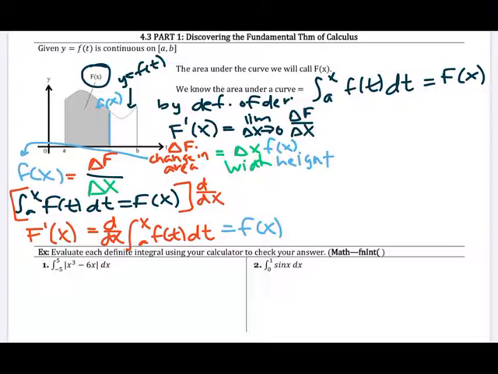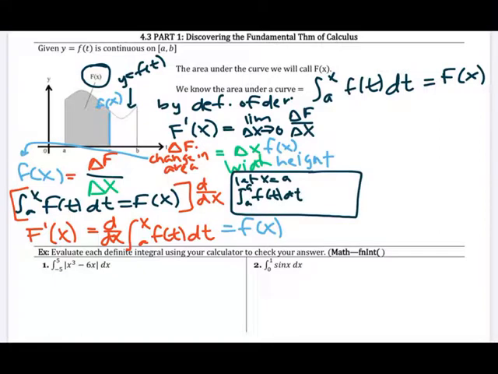plus some constant. But let's look at what's happening with that constant. Let's let x equal a and find the integral from a to a of f of t dt. That's going to be capital F of a plus some constant. Now let's think about this. We're taking the area from a to a. That area is going to be 0, because we're not moving anywhere.